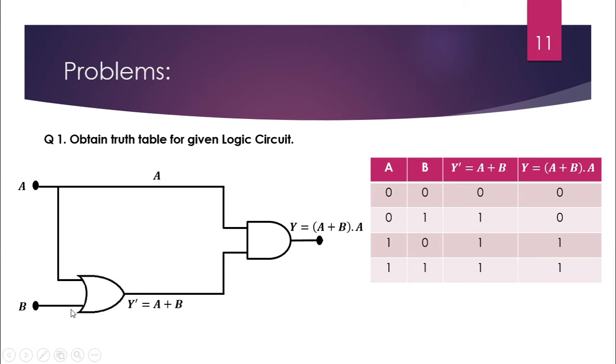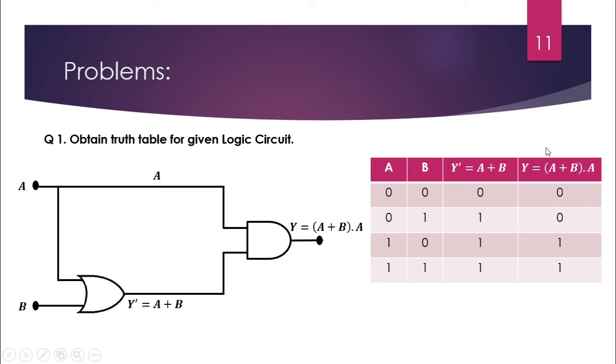Here the output of first OR gate is Y equals to A plus B. It's just simply addition of two input variables A plus B, and here the input for AND gate is input A and output of OR gate, that is A plus B. And we know the output of AND gate is the multiplication of two input variables, that is A into A plus B. That is, output of AND gate is Y equals to A plus B into A.